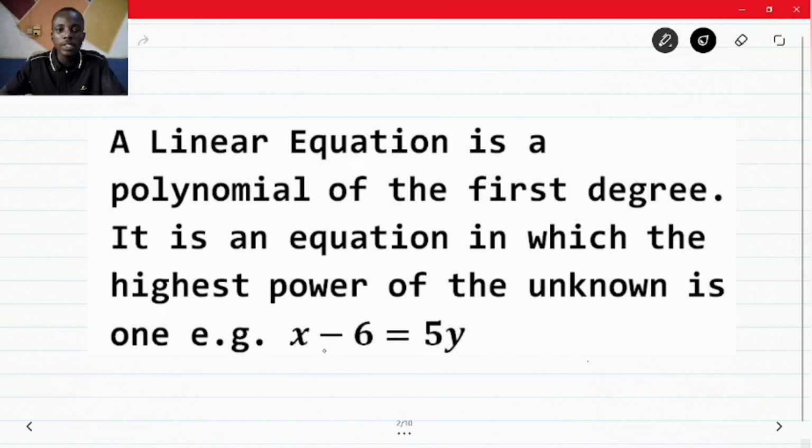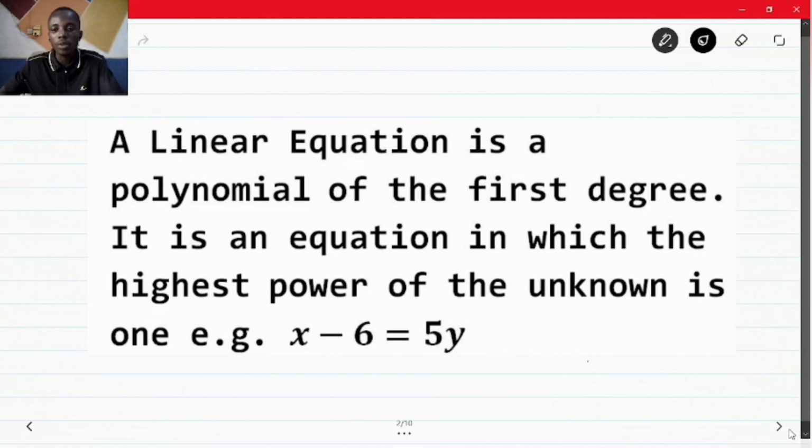An example is x minus 6 equals 5y. As you can see, x is raised to power 1, though we don't write the 1, and y is also raised to power 1. So definitely this is a linear equation, one in which the highest power of the unknown, either x, y, a or b, is 1.